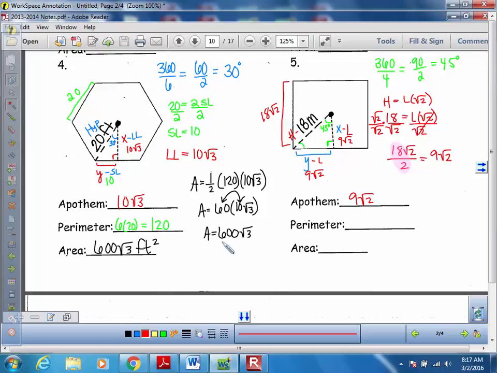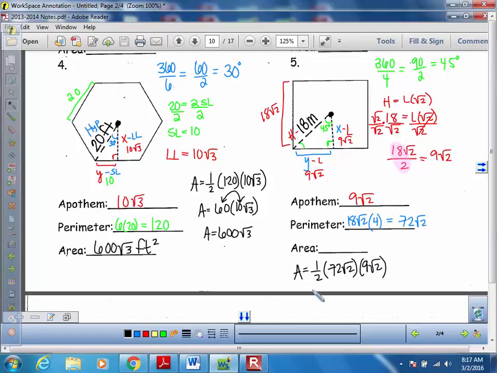And so to find the perimeter there, we would have to do 18 square roots of 2 times the number of sides. So we have 4 sides. Basically, you do 18 times 4, which would give you 72, and bring down your square roots of 2. Now that we have the apothem and the perimeter, we're going to plug in and find the area. So our area is going to be 1/2 times the perimeter, which is 72 square roots of 2, times the apothem, which is 9 square roots of 2.